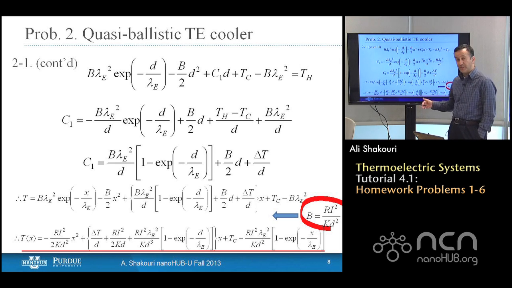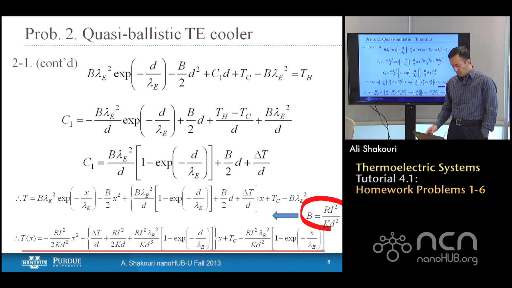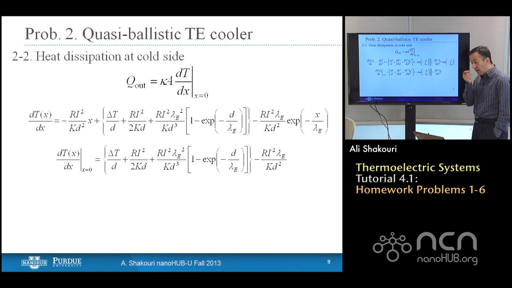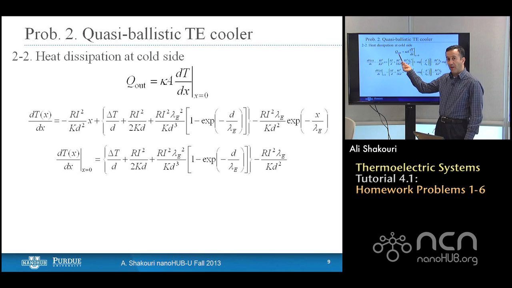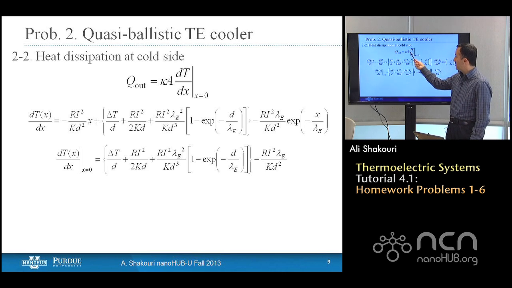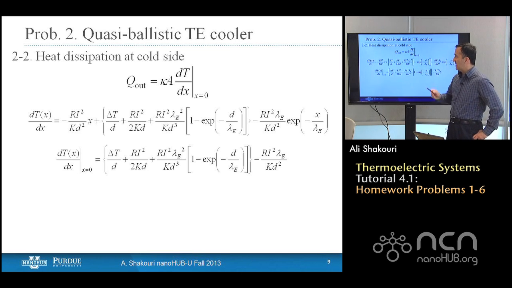Again, it's a long expression, but step by step is straightforward. It's a solution to a second order differential equation. Now let's do the same thing with a ballistic heater that we did with a conventional thermoelectric. We calculate the amount of heat flux at x equals 0. Again, heat flux per unit area is thermal conductivity multiplied by dT/dx at x equals 0.